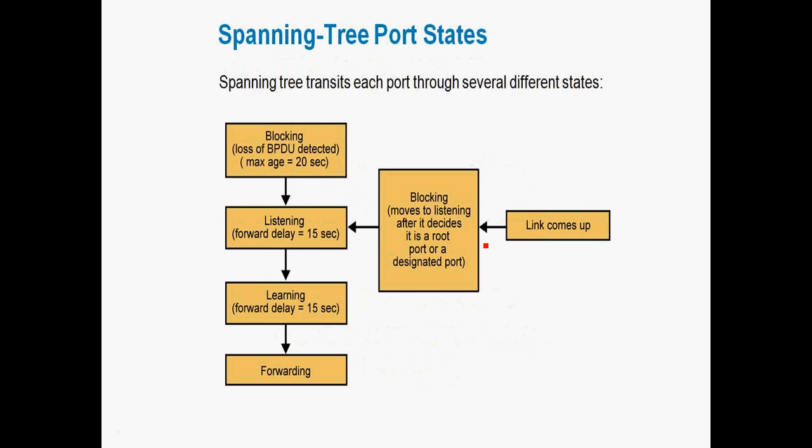Spanning tree port states. There are 4 states in spanning tree: blocking state, listening state, learning state, and forwarding state. A port in blocking state goes to listening state, then learning state, and only then comes to the forwarding state. In blocking state, if bridge protocol data units are not received, it waits a maximum of 20 seconds in blocking state. After that it goes to listening state. After 15 seconds it goes to the learning state. After 15 seconds it goes to the forwarding state. So spanning tree has several different states.